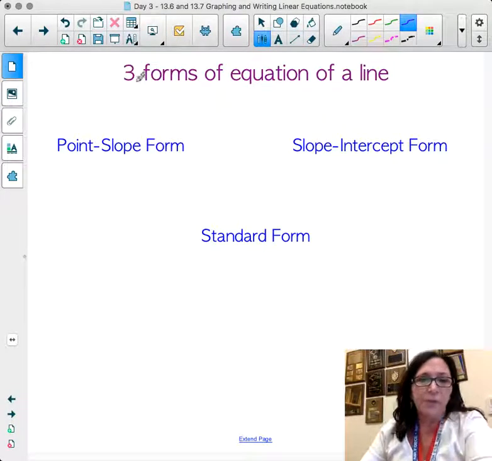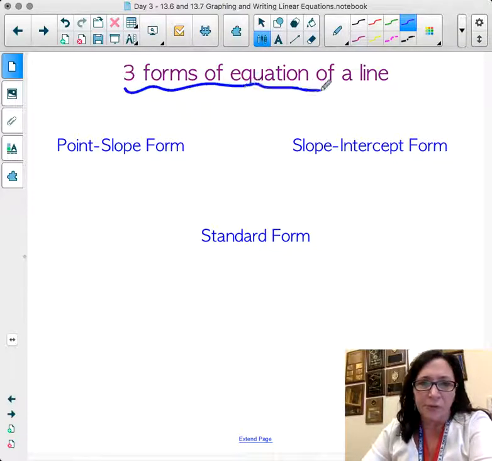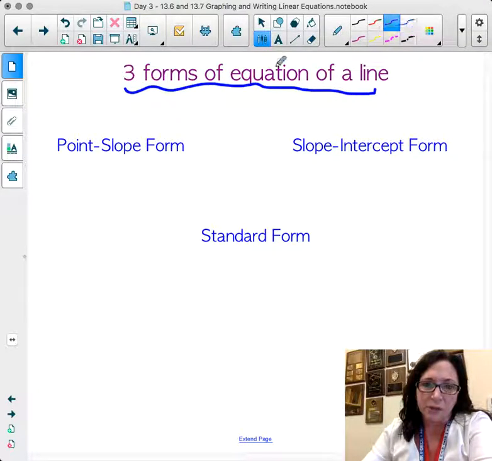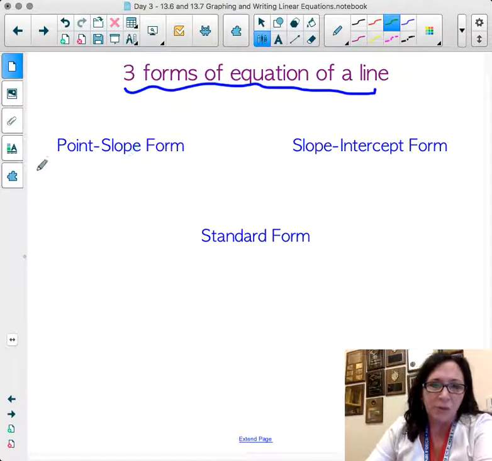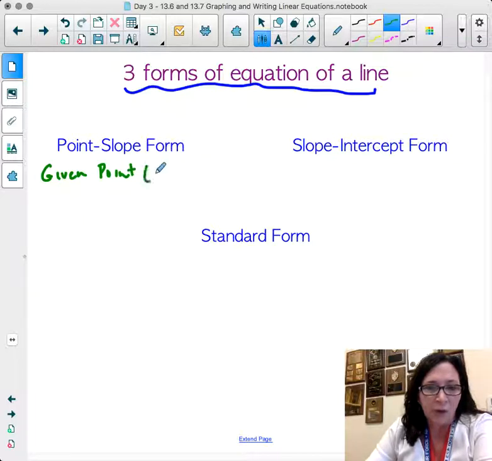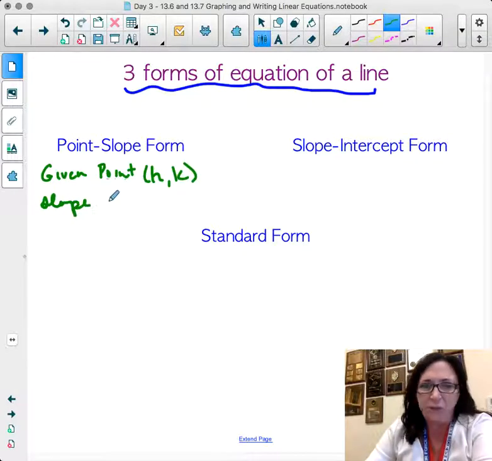So, forms of equations of a line. There are 3 forms of equations of a line that we usually use. Point-slope form is when mostly you are given a point and a slope. So we'll call that point that we're given (h, k), and you're given a slope. And different books use different letters. Most use m, some use the letter a.